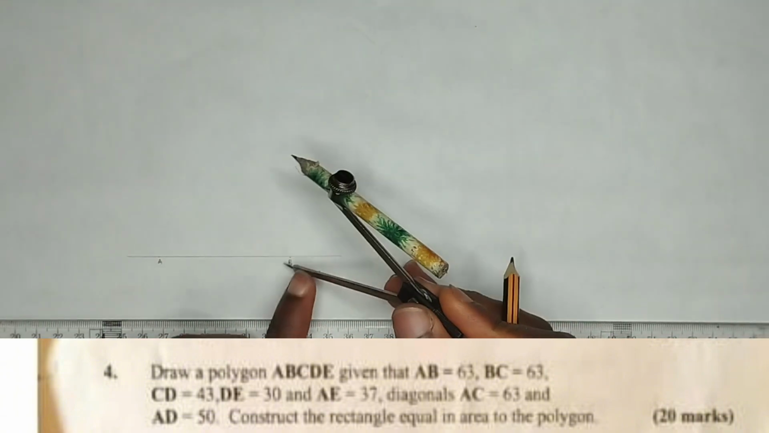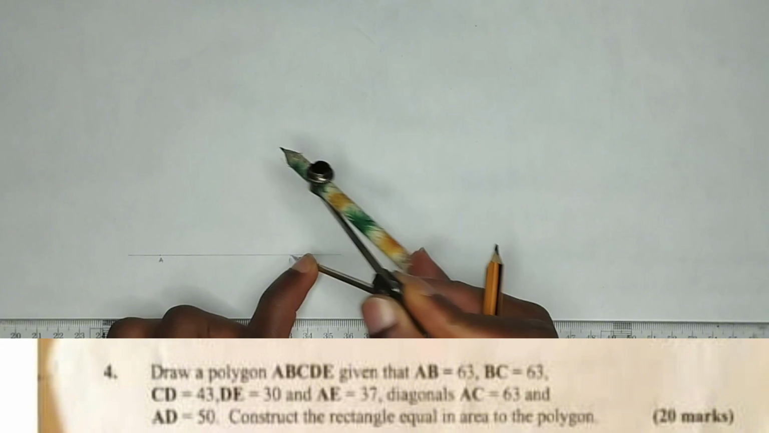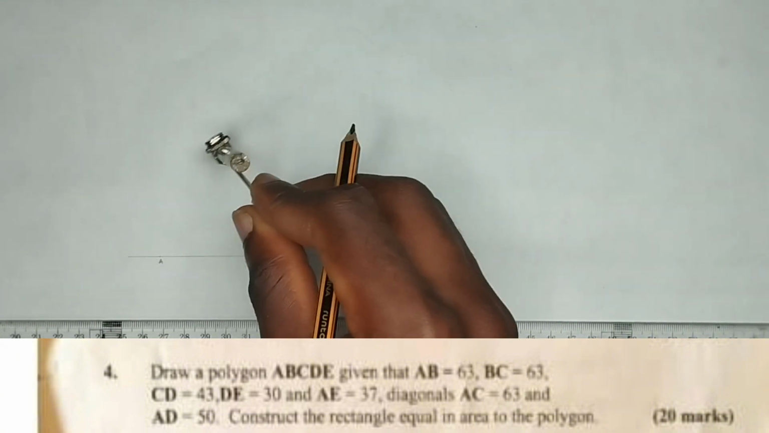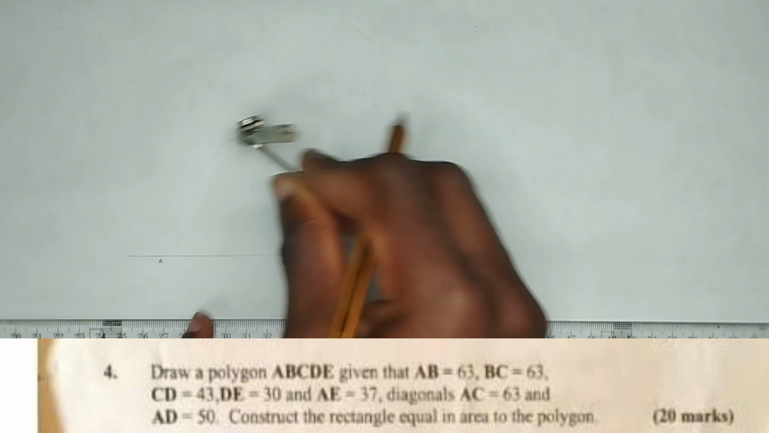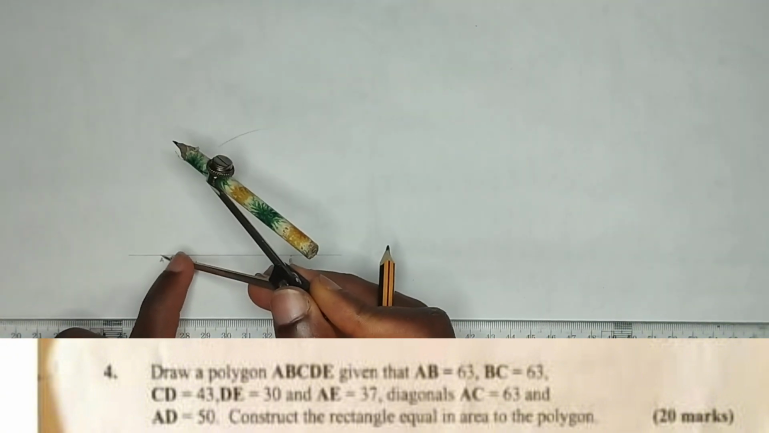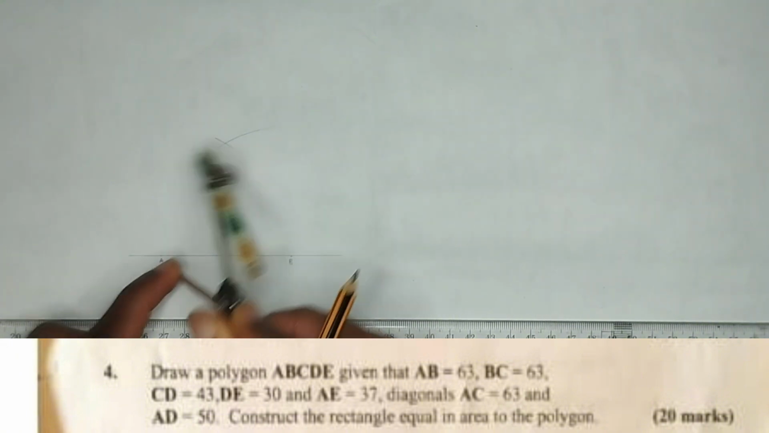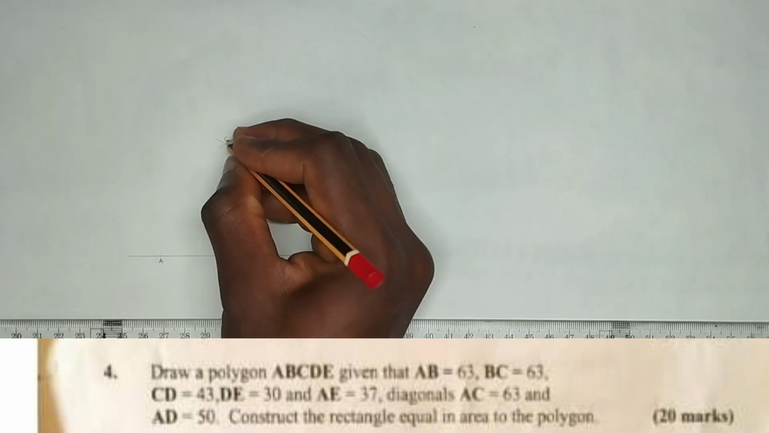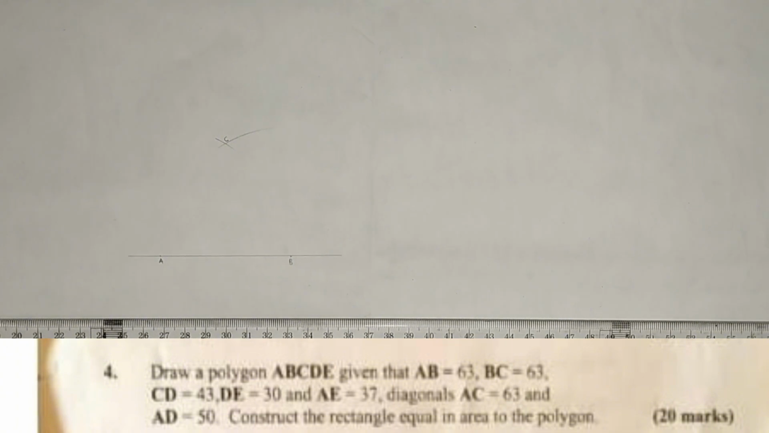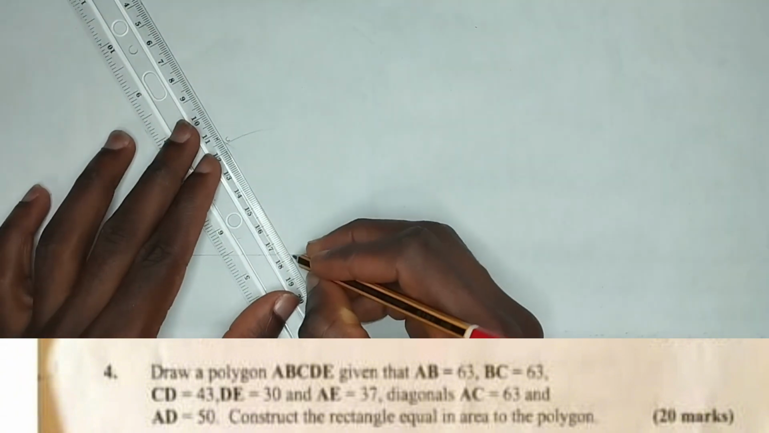Then place it at point B. We are going to strike an arc of this manner. Then place it at point A also, and strike an arc. So this part where the arcs meet is going to be our point C. That's going to give us our length BC.